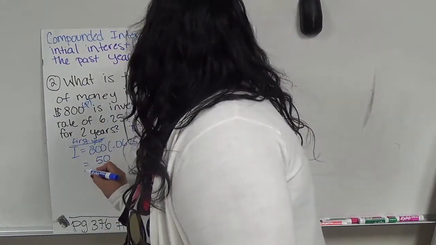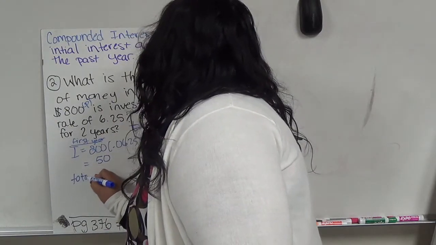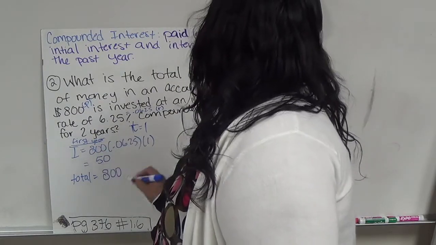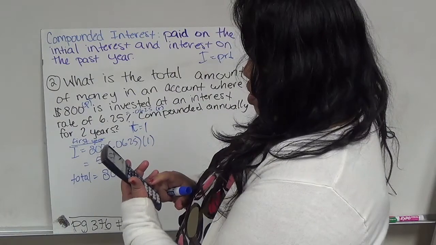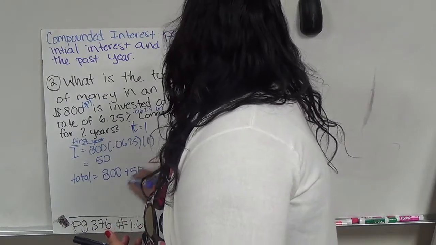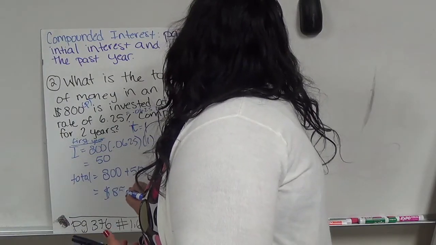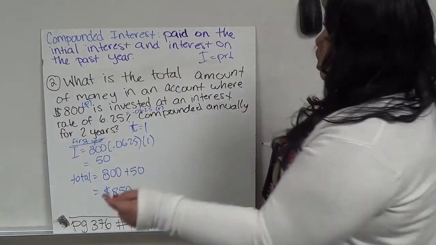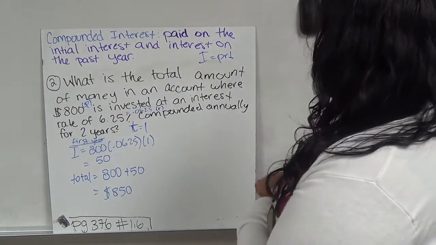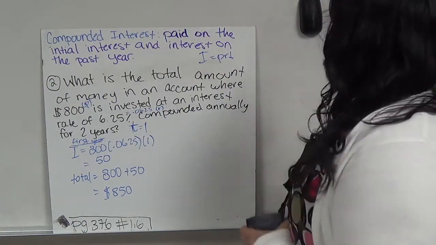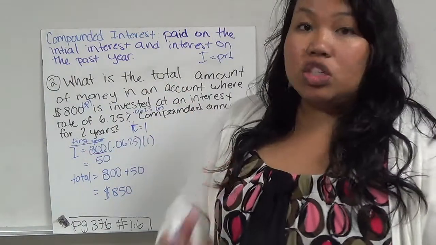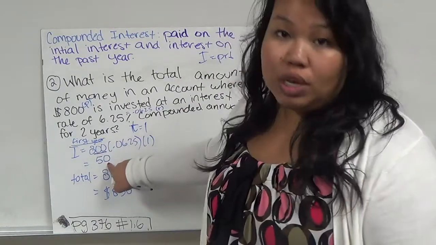So that means in order for me to find how much I have total, I'm going to do how much I put in originally, 800, plus how much interest I made. So my total is $850. Now in simple interest, I would just keep applying 0.0625 to 800 every year. But compound interest means that the following year, my principal changes. I don't use 800, I get the interest for both the original amount and the new interest.